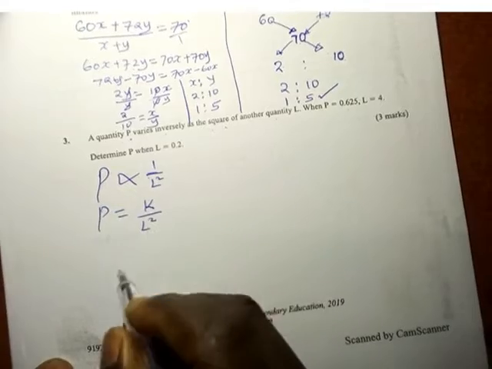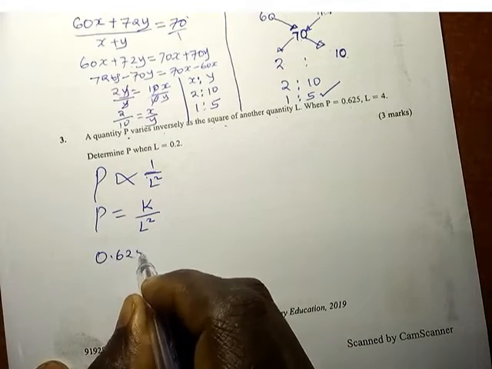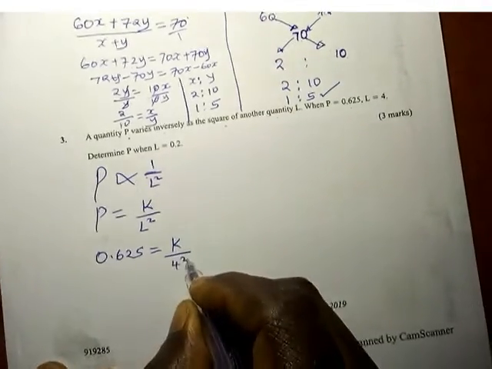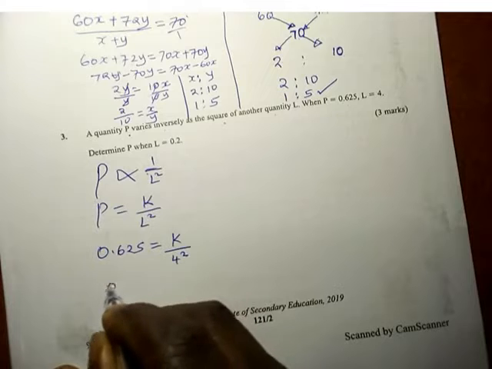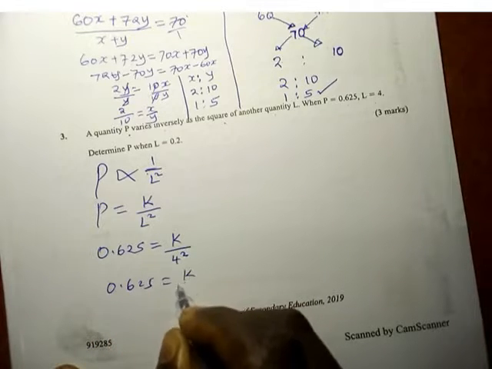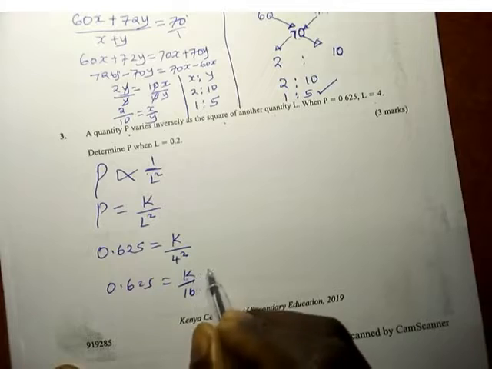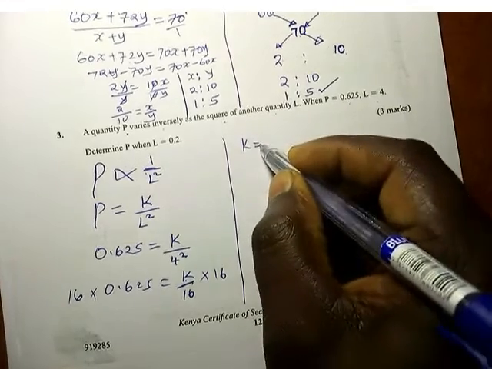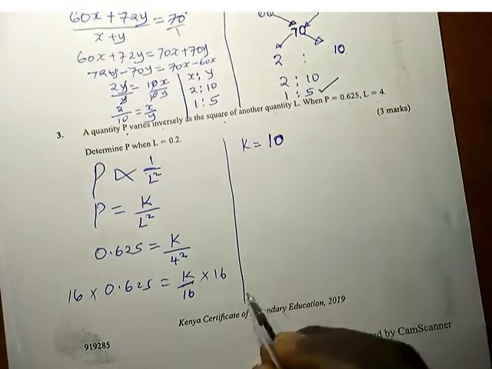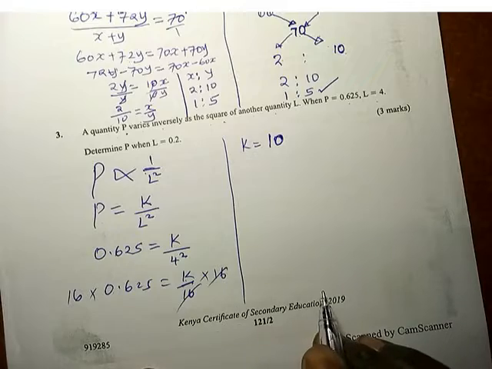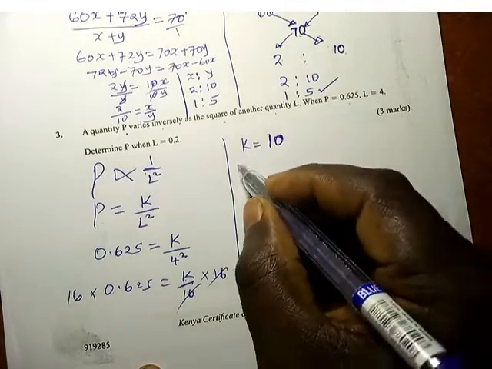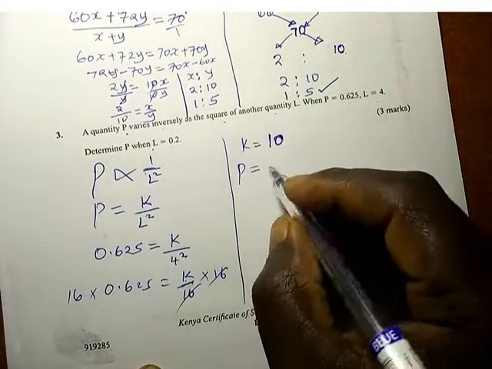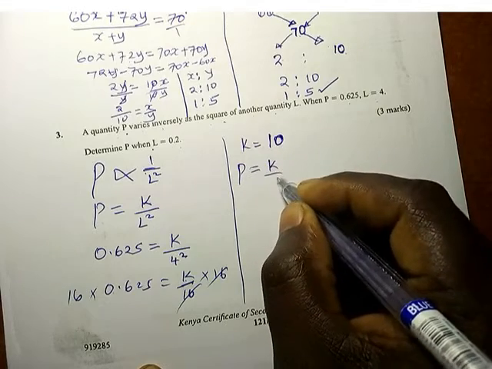So now let us get K. When P is 0.625, L is 4, so L square is 16. So we have 0.625 equal to K over 16. To get K, we multiply both sides by 16. So K is exactly equal to 10. K is equal to 10. So now let us find P when L is 0.2. So P, we know that P equals K over L square.